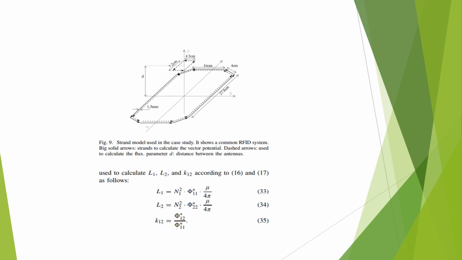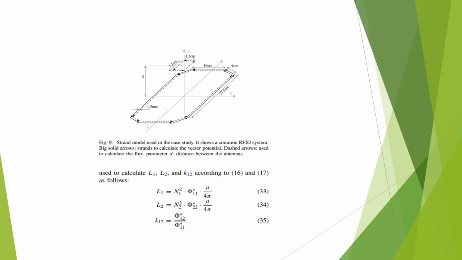Figure 9. Stirred model used in case study. This is used in the case study. It shows a common RFID system. Big solid arrows are the segments used to calculate the vector potential. The ones in dashed arrows are used to calculate the flux parameter. D is a parameter, the distance between two antennas, when two antennas are placed at a distance D.